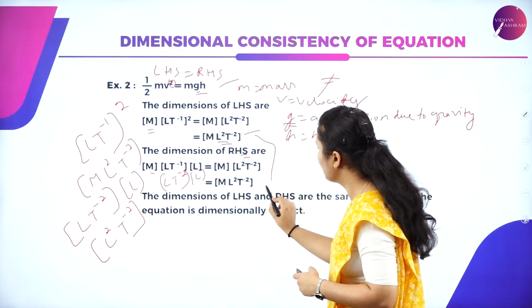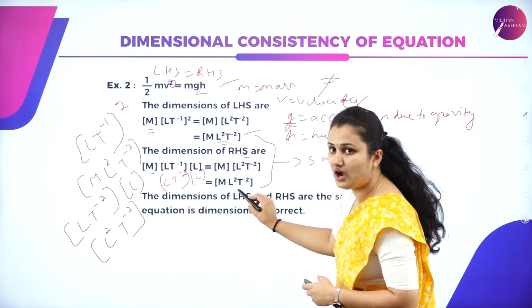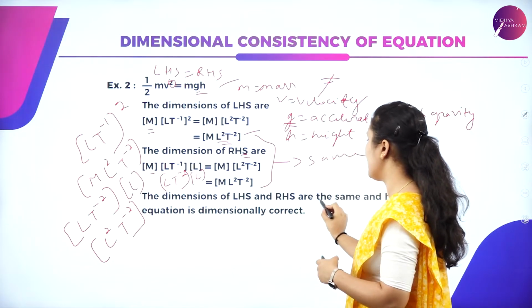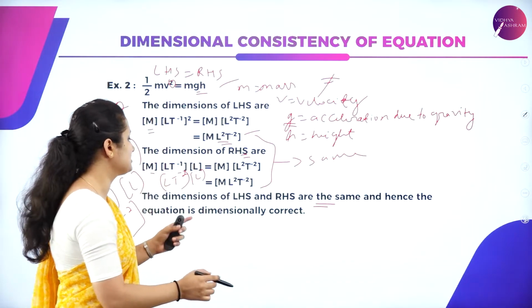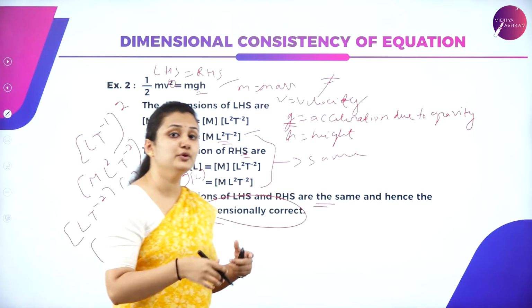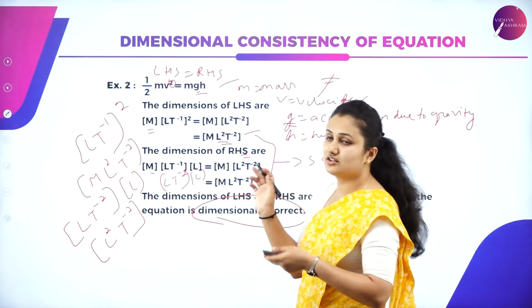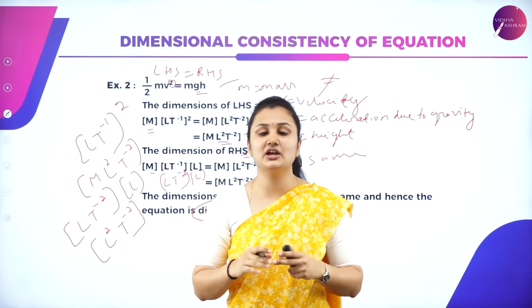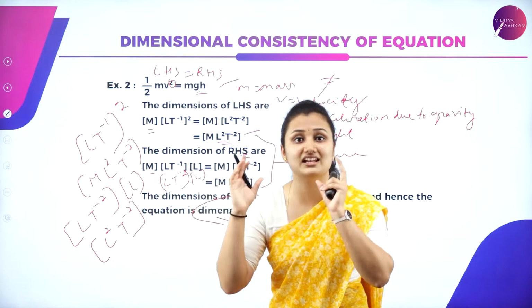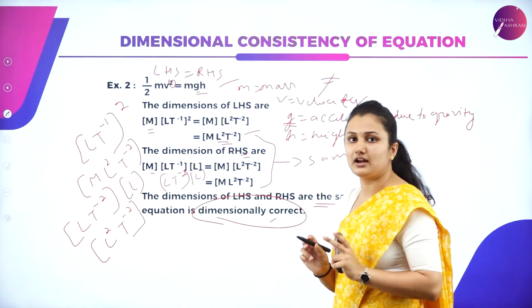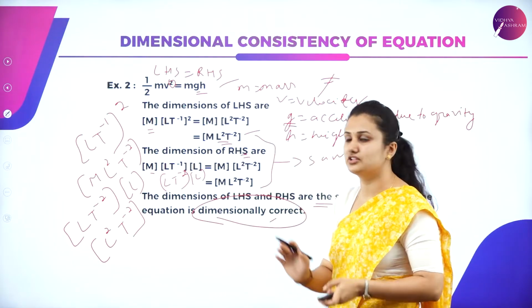You can see the dimensions here. They are the same. So, LHS is equal to RHS. The dimensions of LHS and RHS are the same. Hence, the equation is dimensionally correct. This is how you test the dimensional consistency, the correctness of the equation. These are the two equations I have considered. You have to check whether the RHS is equal to LHS. If the dimensions are the same, then it is dimensionally correct. This is one of the applications of dimensional analysis.